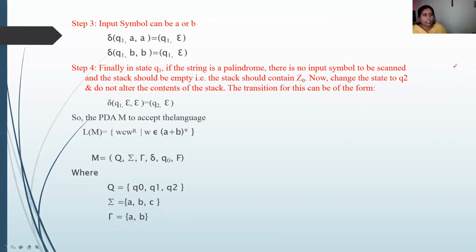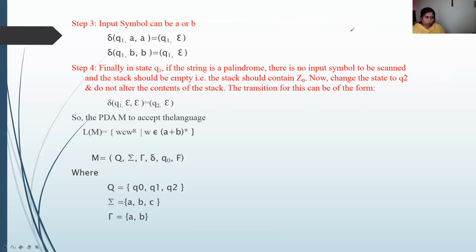So for that we need to write the transition. The input symbol and top of the stack are A and A, that is Q1, A on A, and we say Q1, epsilon: pop the element from the stack. If Q1, B, B is there, pop the element from the stack. If the stack content and input symbol are the same, then it has to be popped from the stack. Else it has to be kept as it is, which shows that the string and the reverse of the string are not the same.